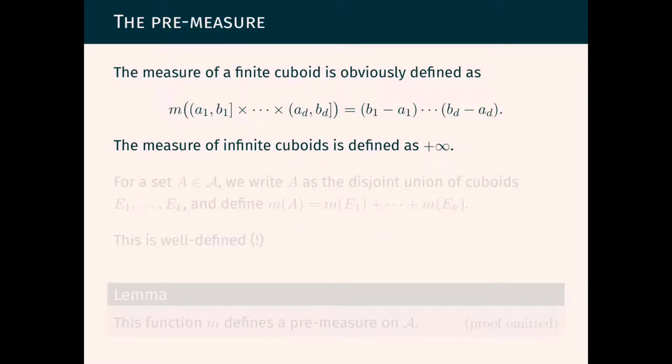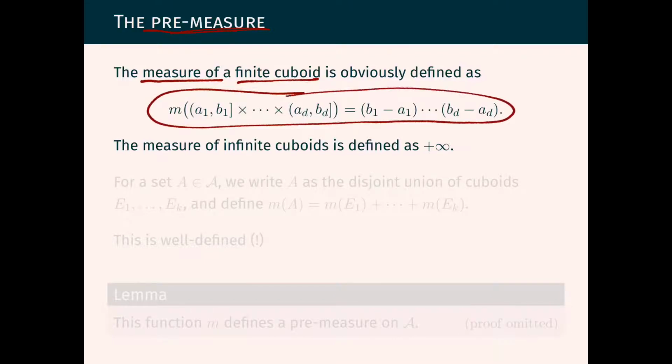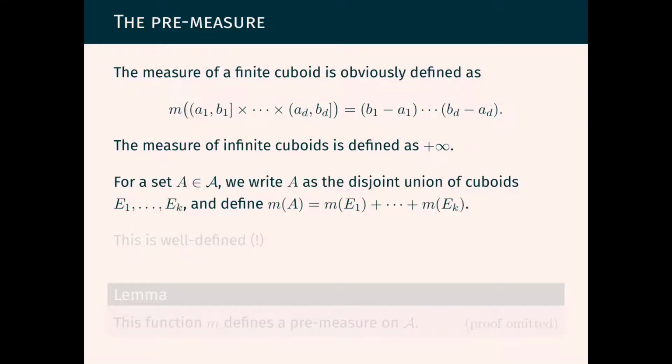Now we are ready to define the pre-measure. So on the algebra that we just discussed, let us start defining the measure of finite cuboids. Of course, we'll define it in the obvious way. Here we have no choice. And for infinite cuboids, we define the measure to be plus infinity. Then, for every set A in the algebra that we just discussed before, we can write A as a disjoint union of cuboids, E1 up to Ek, and then we define simply the measure of A to be the sum of the measure of each of these cuboids.